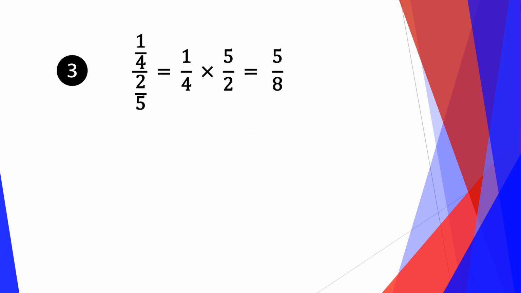Let's move on to question 3. We have 1/4 divided by 2/5. So in division, we keep the first fraction as it is, 1/4. We change the division sign into multiplication. We take the reciprocal of the second fraction. It's 2 over 5. We write it as 5 over 2. We can't cancel anything now. So we times our numerators first. 1 times 5 is 5. And we times our denominators. 4 times 2 is 8. So our solution is 5 over 8.